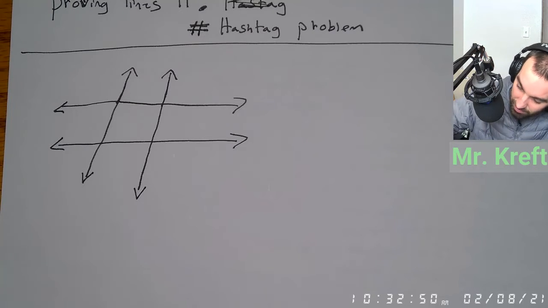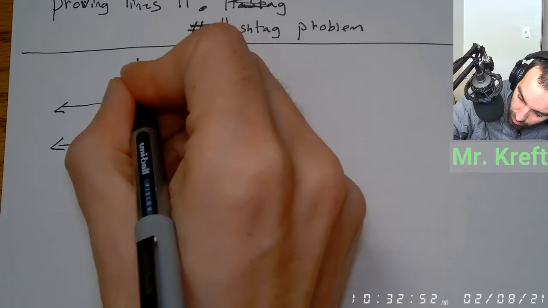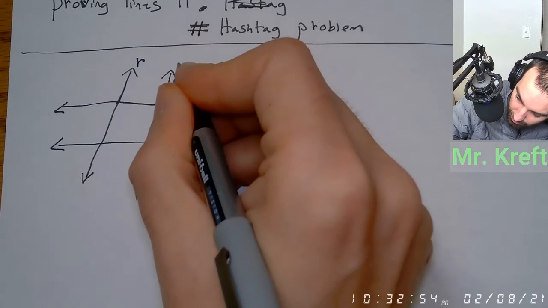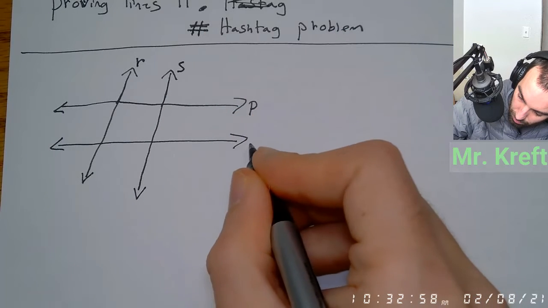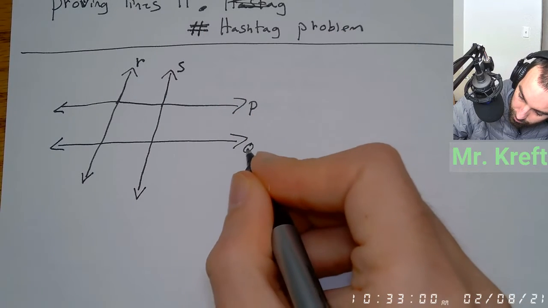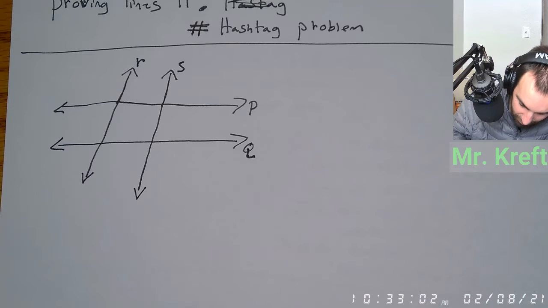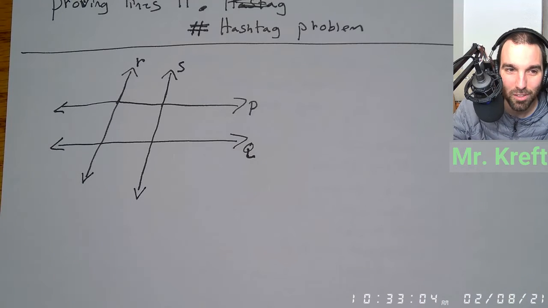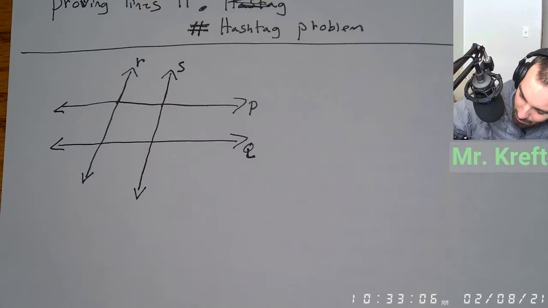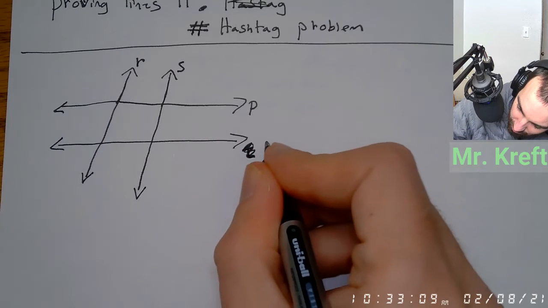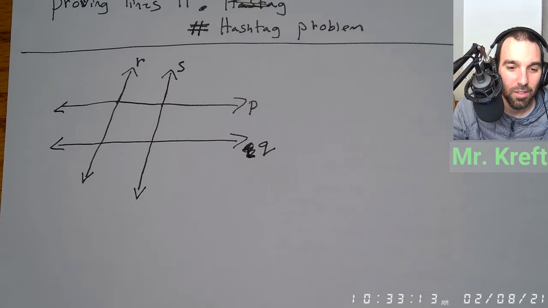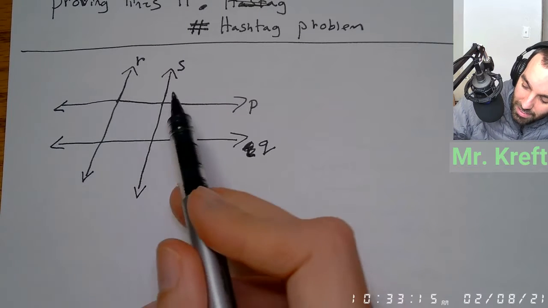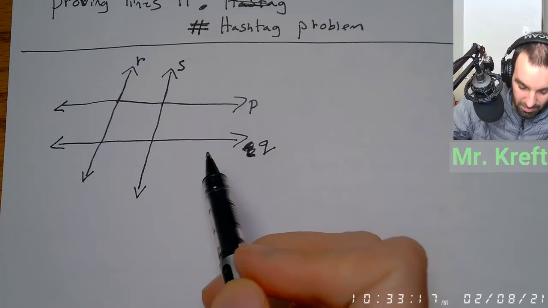Okay. So we're going to go ahead and label these lines. The top right is going to be R, and then S, and then P, and then Q. That was a really interesting cue, Mr. Kraft. I never draw my Qs like that, and so I apologize. That's how I draw my Qs. All right, so we have R, S, P, Q.